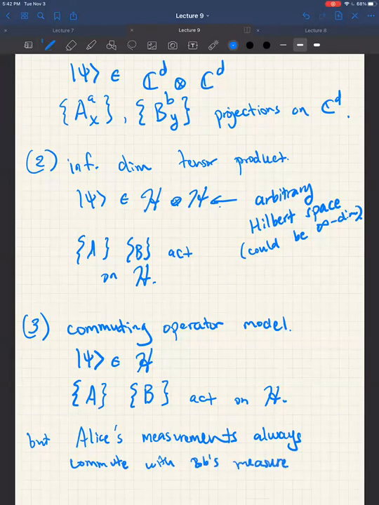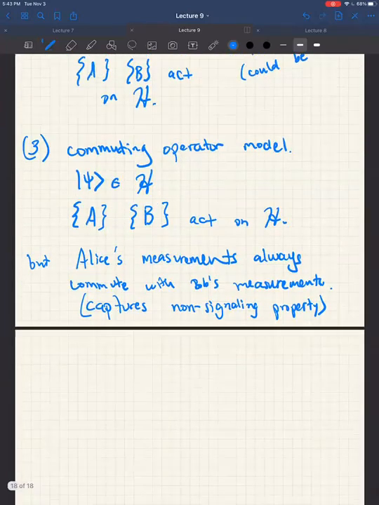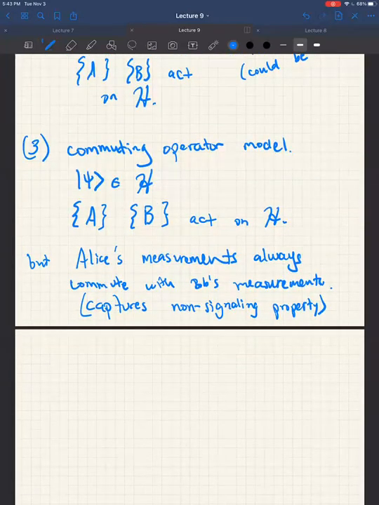And what is that supposed to capture? It's supposed to capture the fact that Alice and Bob cannot signal to each other. If their measurements always commute, it doesn't matter in what order they measure. So intuitively, it means they can never send a signal to each other by making a measurement. All right, so can we also consider strategies in this commuting operator model?